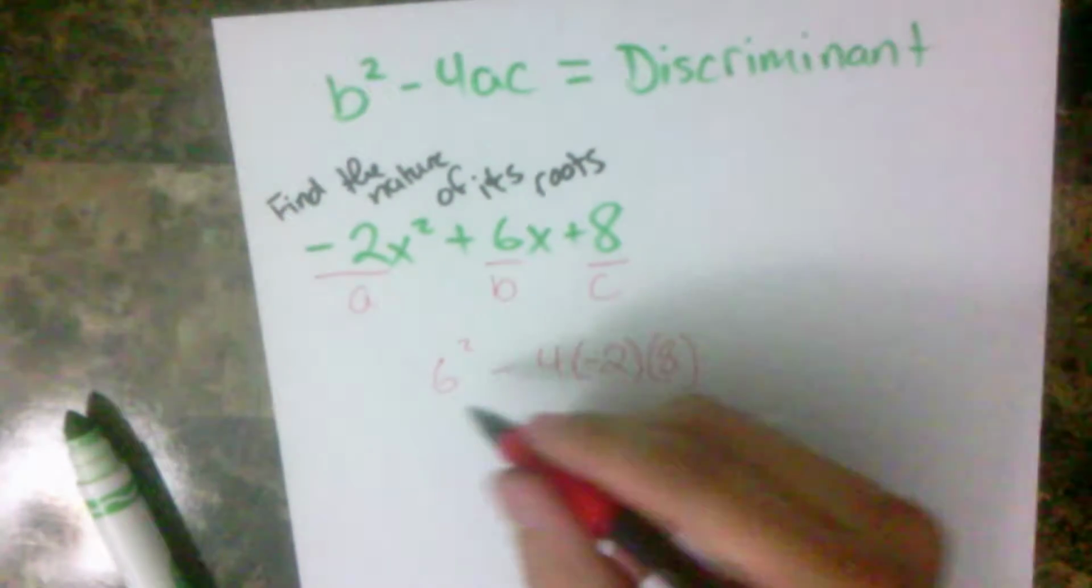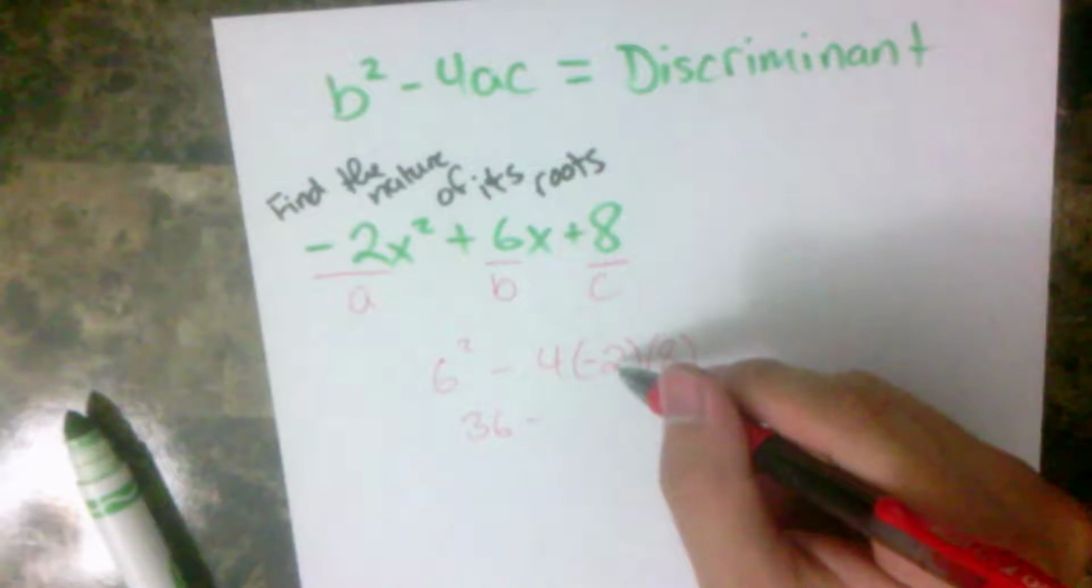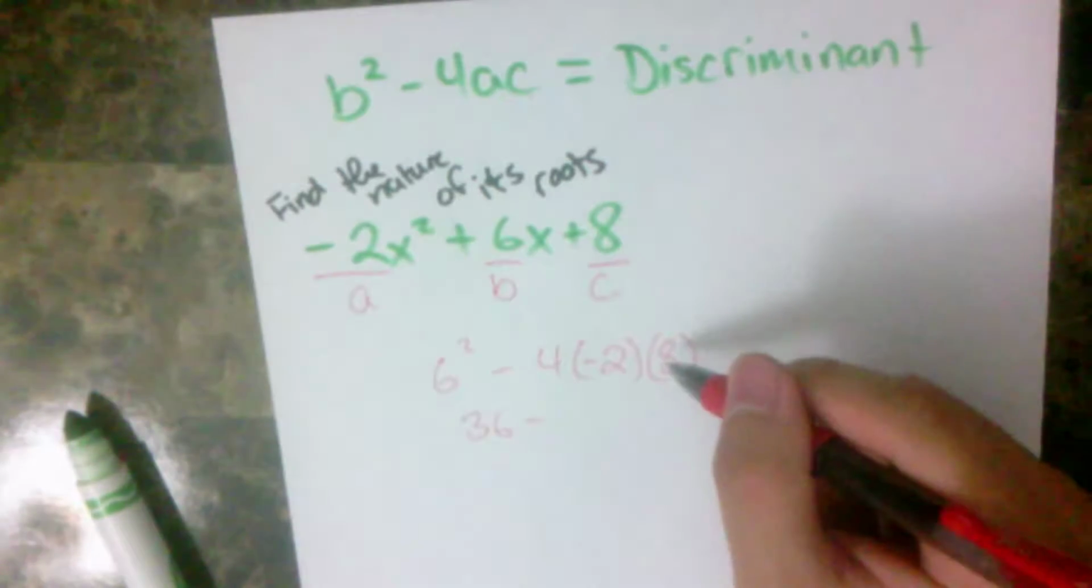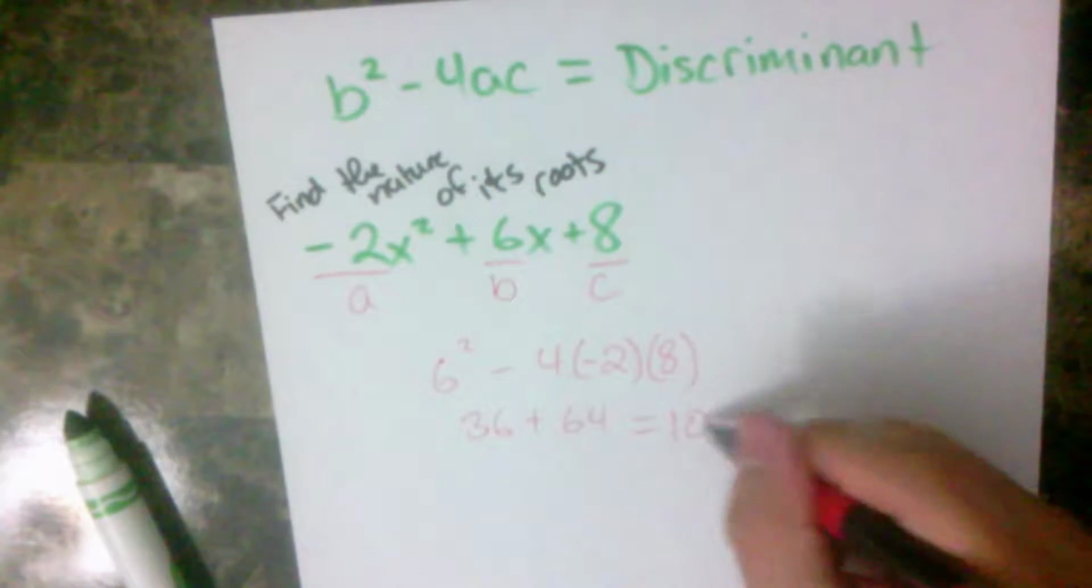From here, we just have to do the math. 6 squared is 36, minus negative 4 times negative 2 is a positive 8. Positive 8 times 8 is a positive 64. And what you'll get here is 100.